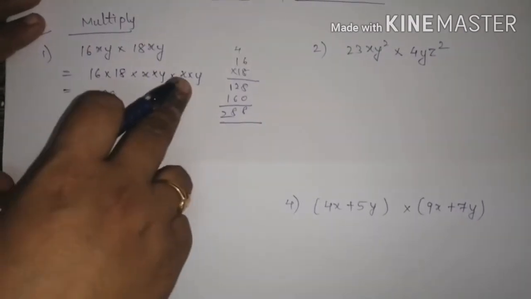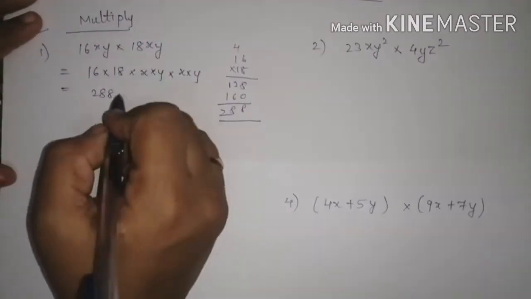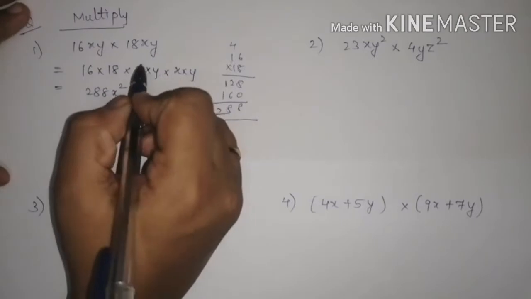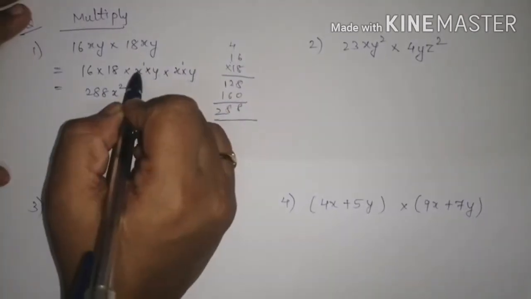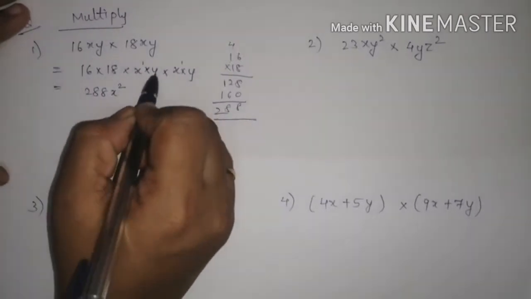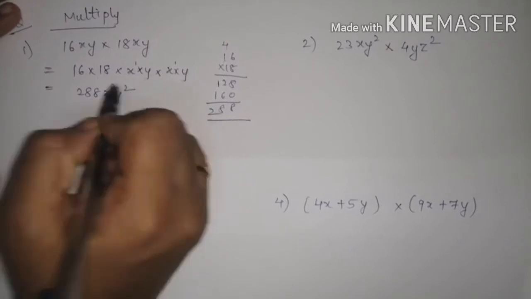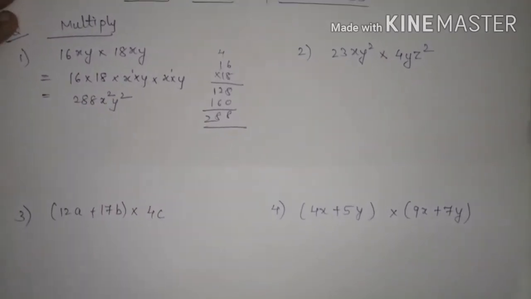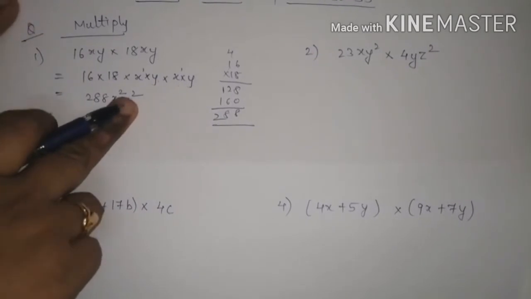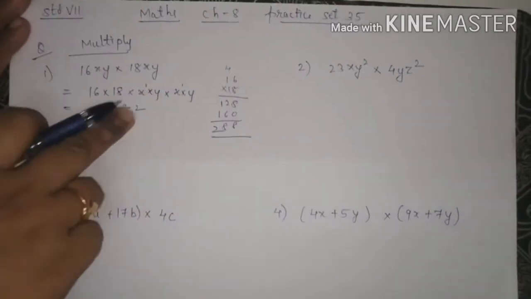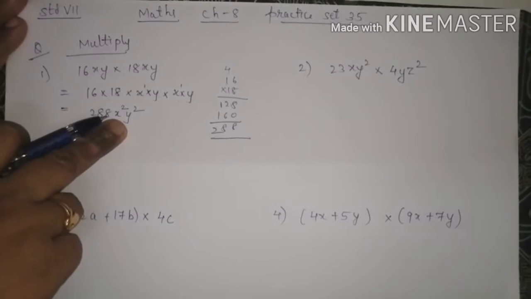The x terms, take them together first. x into x will be x square. In multiplication the powers are added, so x into x will be x square, and y into y will become y square. So our answer will be 288 x square y square. x into x becomes x square, y into y gets y square.